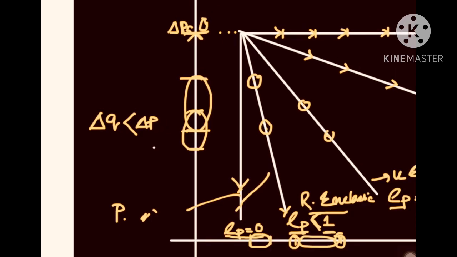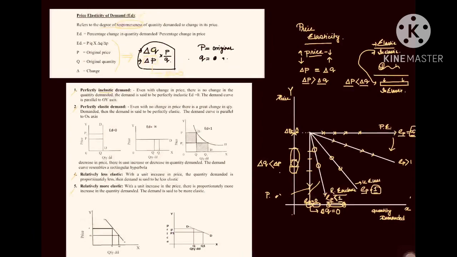Let me tell you guys, it is perfectly inelastic because we can observe in this particular curve that only the price change occurs, but look, the demand is fixed at this particular point. Delta Q is equal to 0. Delta Q equal to 0 means there is no change of demand even if there is a change of price. So we can say that it is perfectly inelastic.